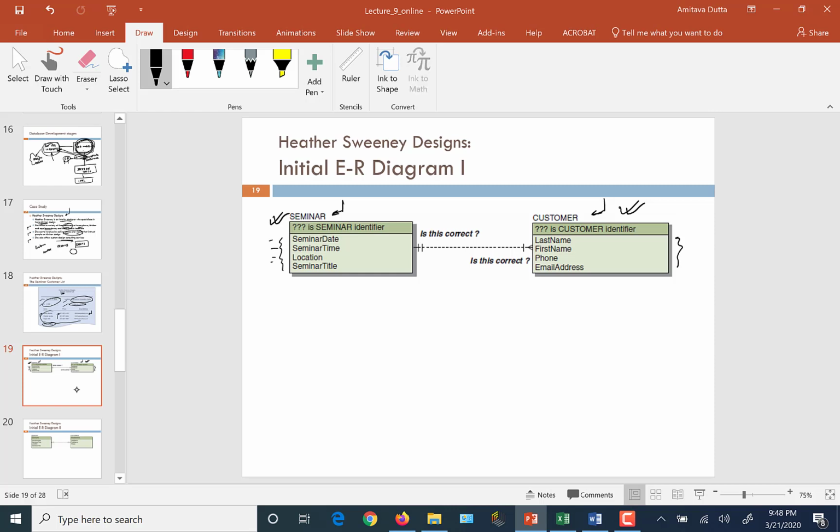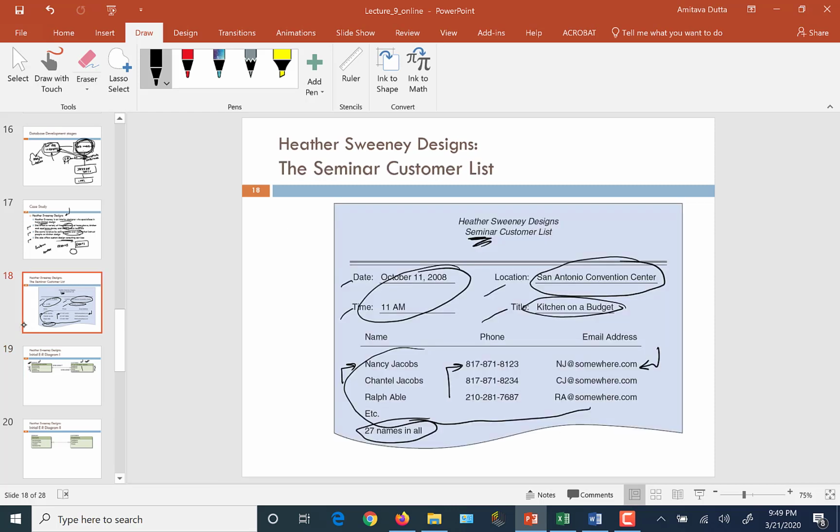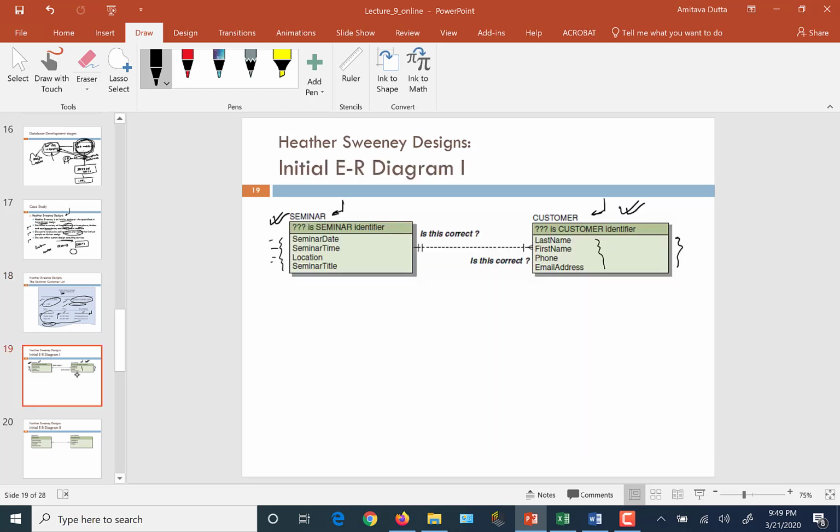So we have one entity called seminar, we have another entity called customer, and I think you can guess now where these attributes came from, again looking back at the sheet. For a customer, you have the name of the customer, the phone number, and the email address of the customer. So you can see the email address, phone, and the name.